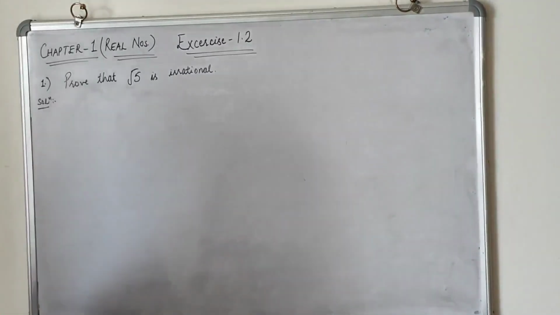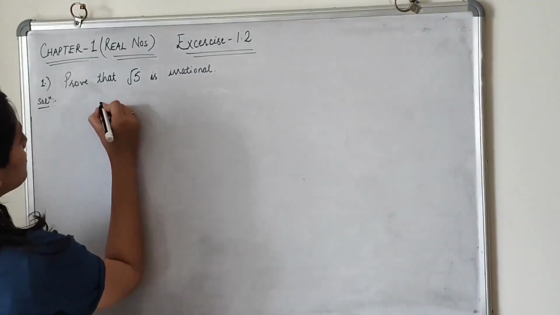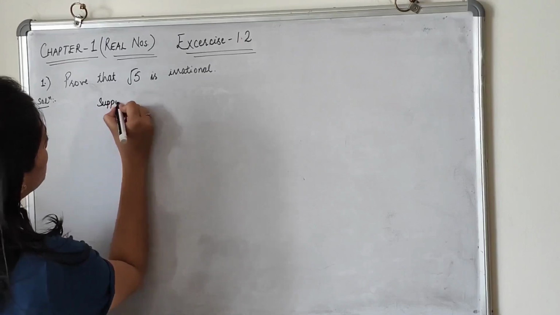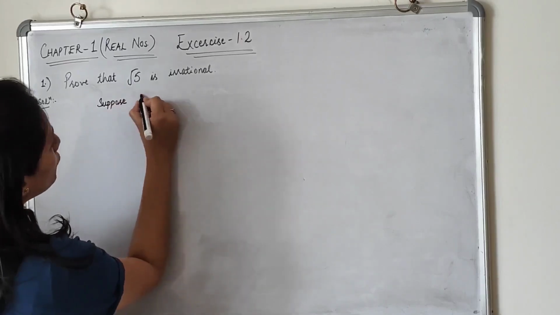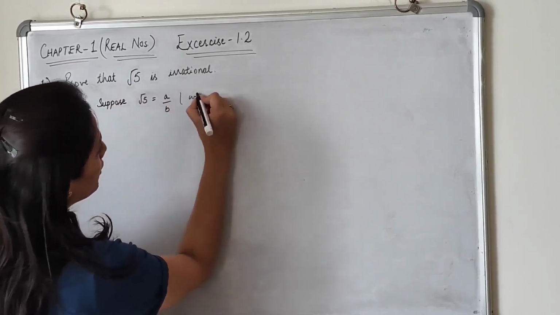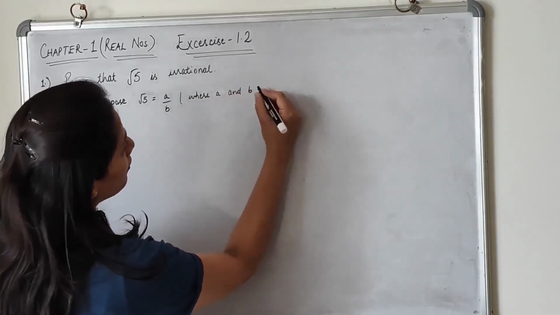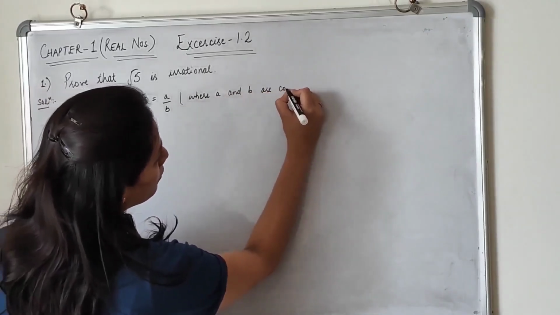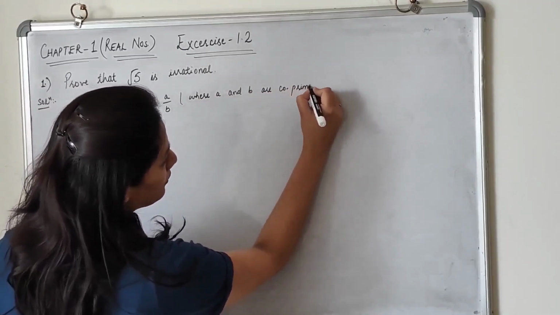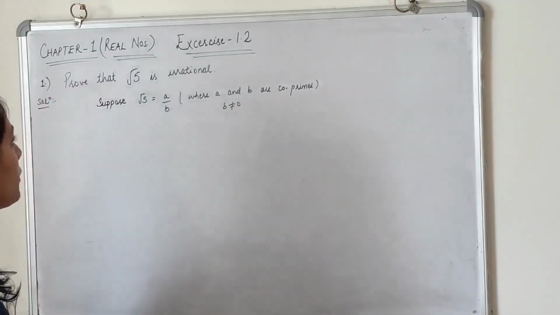Here is our first question. Prove that root 5 is an irrational number. Suppose root 5 is a rational number, where A and B are co-primes and B is not equal to 0.